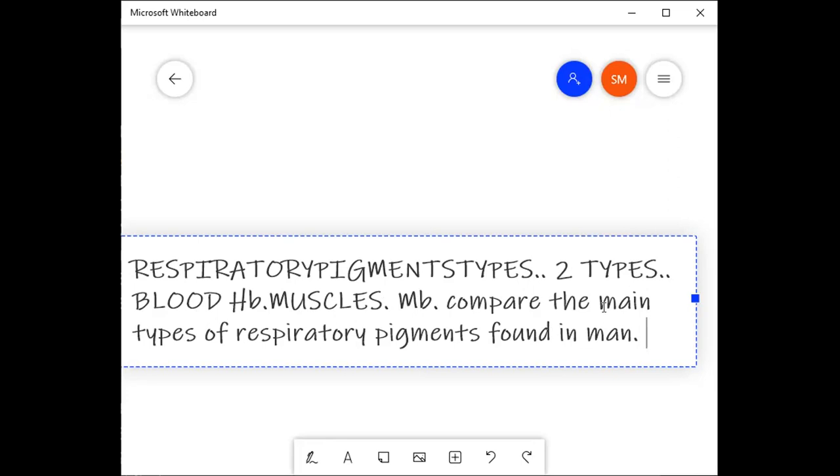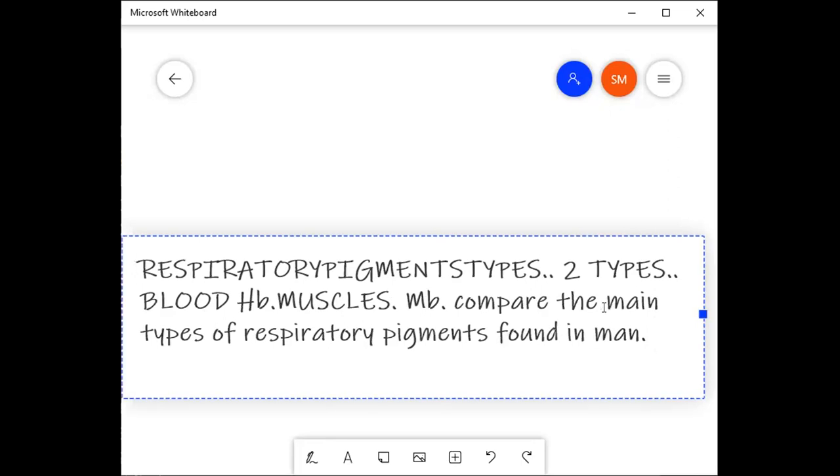Now, another question that you can expect is: why does red meat look red, or we can say appear red? The answer to this we will find in this topic. Why does red meat look red? Why is red meat seen to be of red color? Okay, let us go back now.